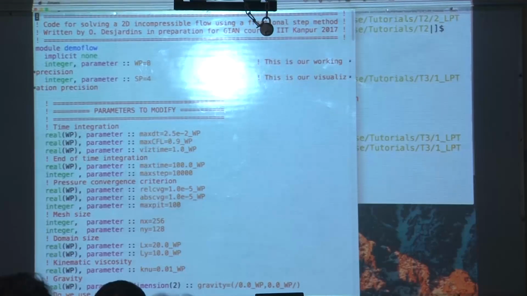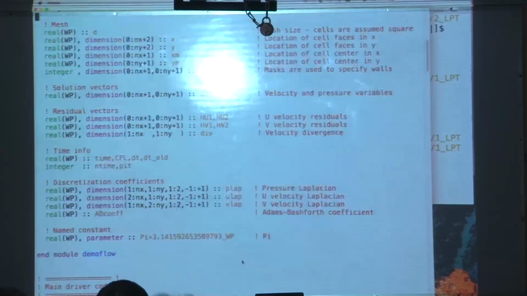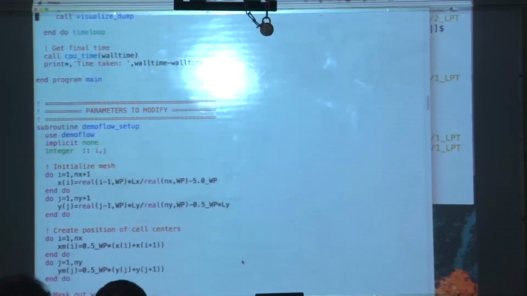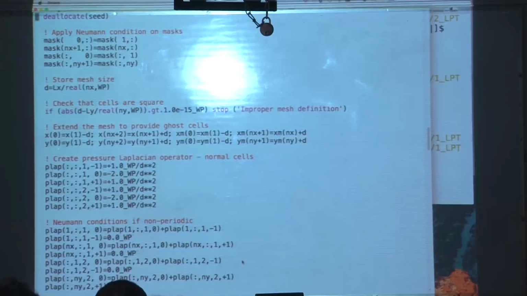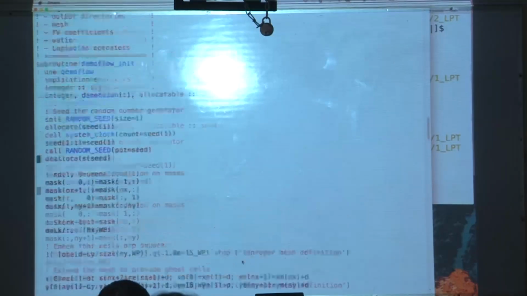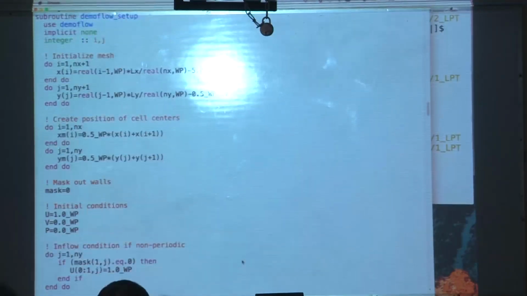The one change here is the following. If you scroll down a bit, there are a couple of changes. This is where I was masking out the cylinder in the middle. I've removed the cylinder altogether. The fluid is going uniformly from left to right at velocity 1. There's no wall at all in the system.